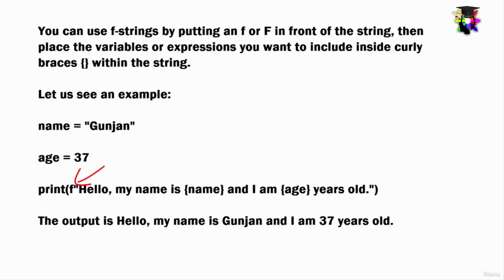Inside the string, you see name and age enclosed in curly brackets. These are the placeholders where the values of variables name and age will be inserted when the string is formatted and printed. An f-string is a feature introduced in Python that allows for formatted string literals. It's a concise and readable way to embed expressions inside strings directly.